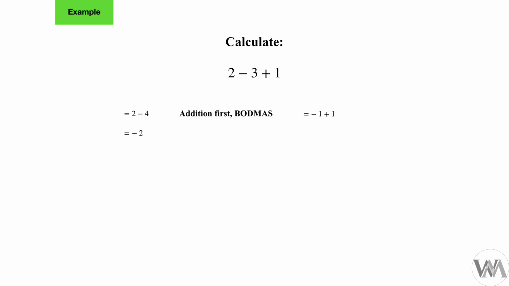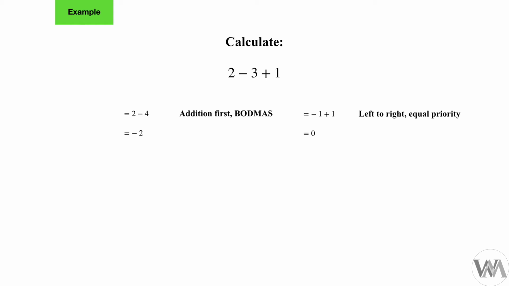Alternatively, if we do not follow BODMAS, but we just add and subtract from left to right, we are going to get 2 minus 3, which will be minus 1, plus 1. So it's left to right, giving addition and subtraction equal priority. And we are going to get to 0.